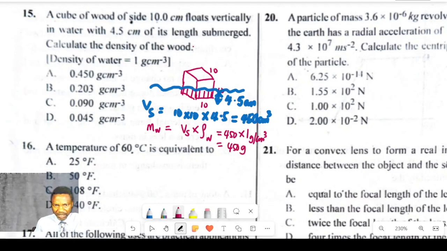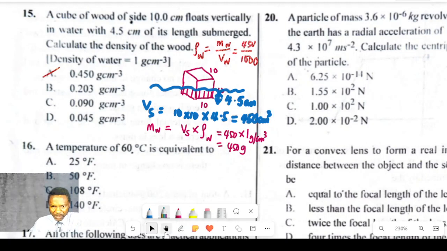Now we are looking for the density of the wood. Density of wood is equal to mass of wood over the volume of the entire wood. The volume of the entire wood is 10 times 10 times 10, which is 1000. So that will give us 450 divided by 1000, which is 0.45 gram per cm cubed. So the answer is A.